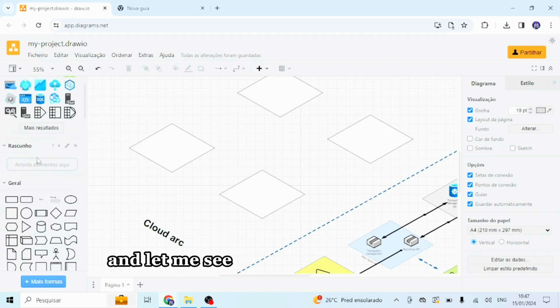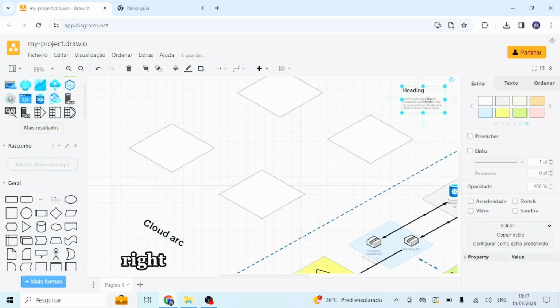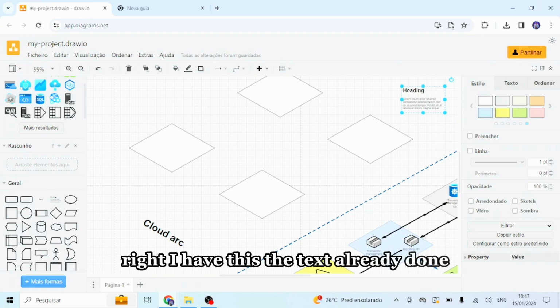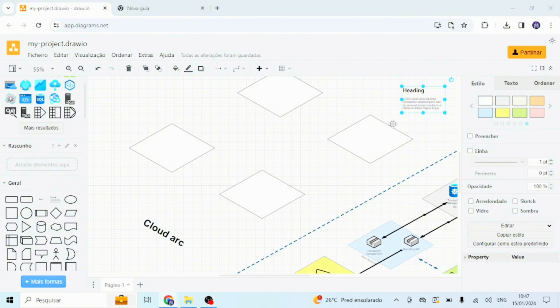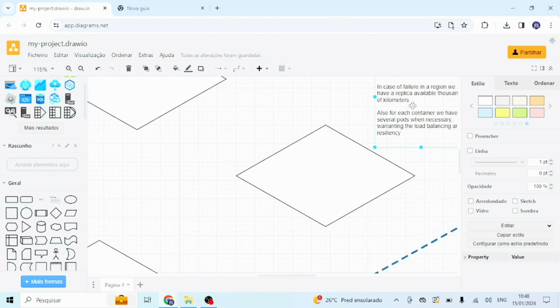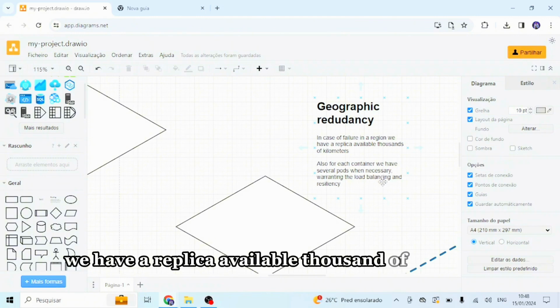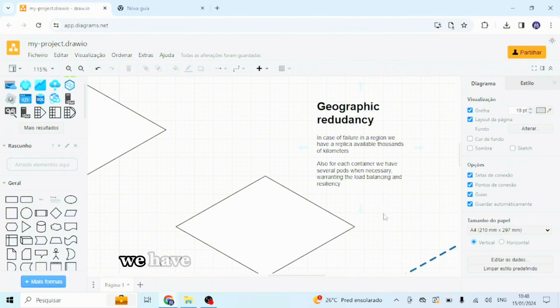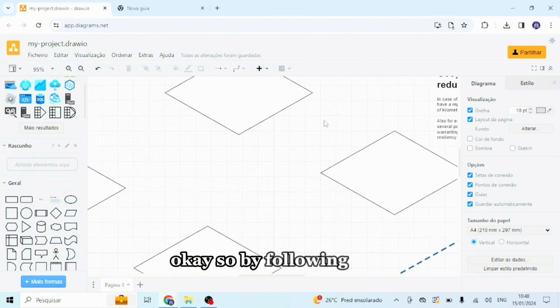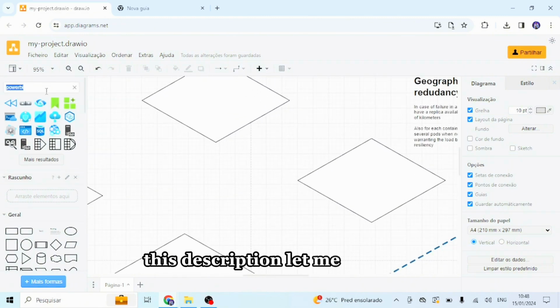Let me see, here we have this heading, right? I have the text already done. I'm just going to copy and paste. Okay, let me read. Geographic redundancy. In case of failure in a region, we have a replica available thousands of kilometers away. Also, for each container, we have several pods when necessary, guaranteeing load balancing and resiliency. Okay, so following this description, let me get a pod.